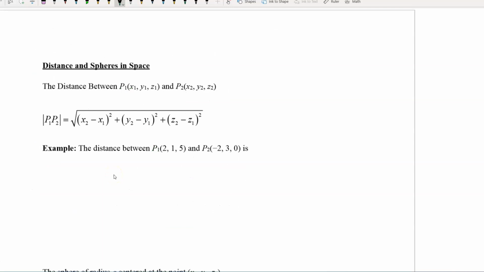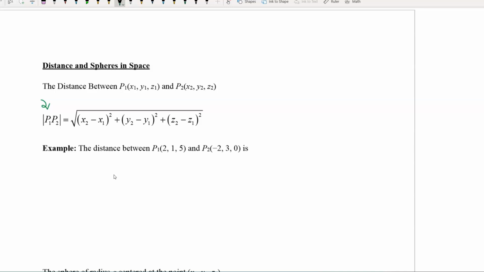Now on this part we have distance and separating space. So finding the distance between these 2 points, P1 and P2. For P1 we have x1, y1, z1, and for P2 we have x2, y2, z2. So the distance between these 2 points is equal to the square root of x2 minus x1 squared plus y2 minus y1 squared plus z2 minus z1 squared.